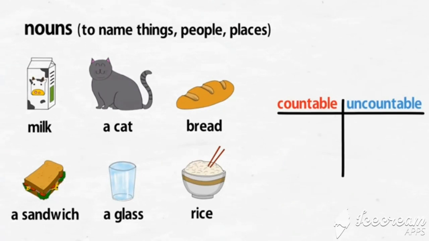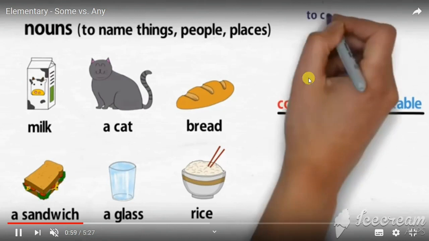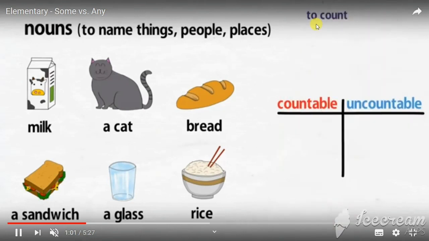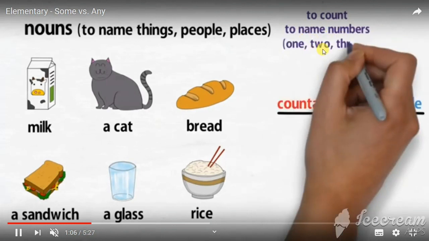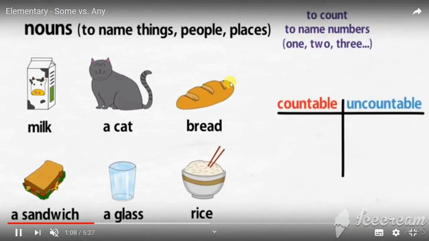These are from the verb to count, okay? Like to count, to name the numbers 1, 2, 3. Look, we have 1 cat, 2 cats, 3 cats, okay? The word "un" here means not, okay? So countable means you can count them. 1, 2, 3: 1 sandwich, 2 sandwiches, okay?